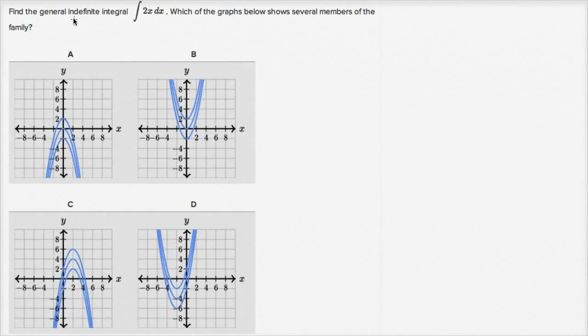Find the general indefinite integral. And so we have the integral of 2x dx. Which of the graphs below shows several members of the family?